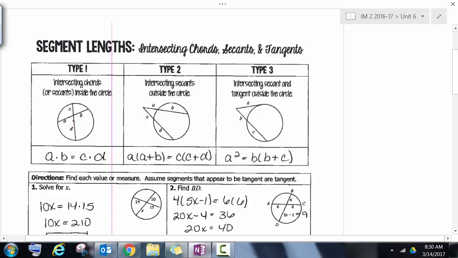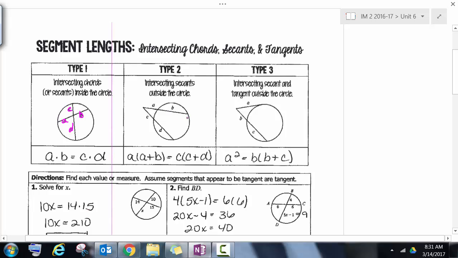So, if it's inside the circle, it's just the parts. A, which is here, times B equals C times D. You just multiply the parts together that are on the same segment, and they equal each other, and solve.